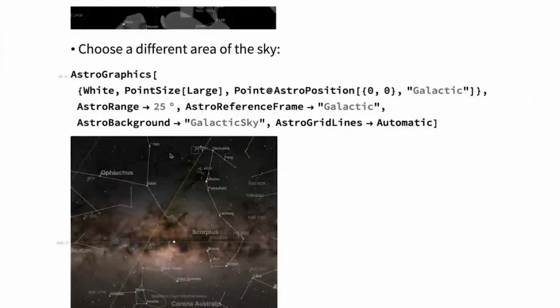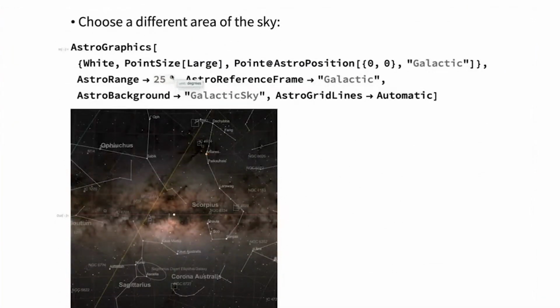Or, for example, we can ask for a map of a different area of the sky. Here we say, well, plot a point in white at these coordinates, the 0, 0 of the galactic coordinate system. Again, 25 degrees of sky. Now we are using galactic coordinates. So this is galactic longitude and this is galactic latitude, in which the galaxy, of course, looks flat, oriented horizontally.